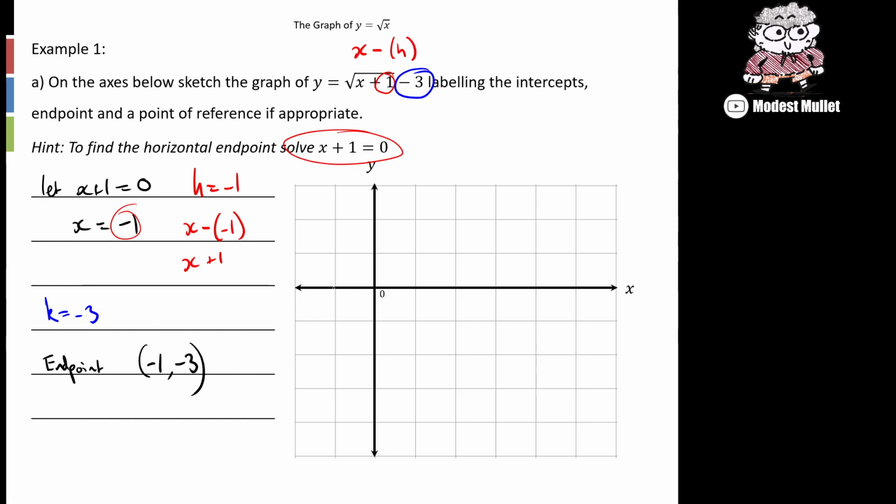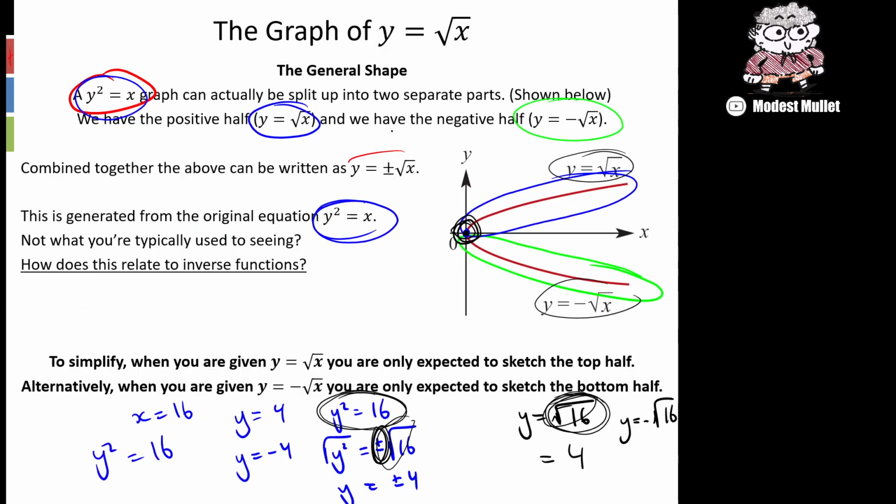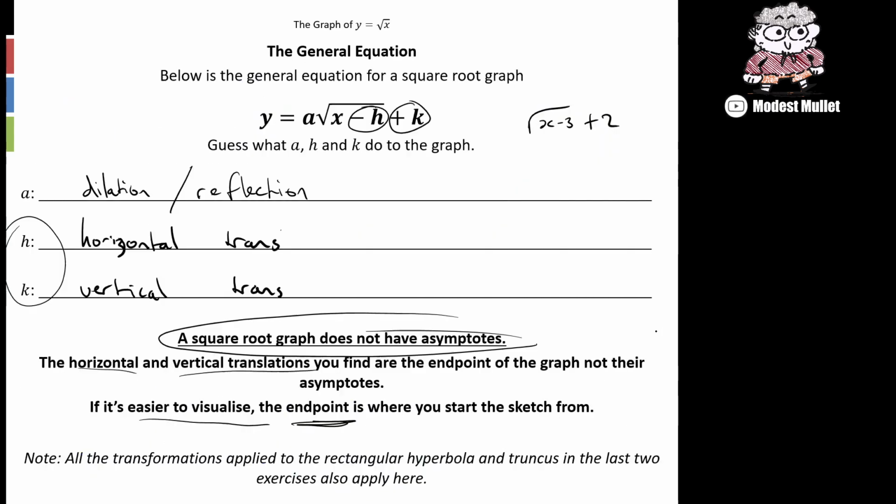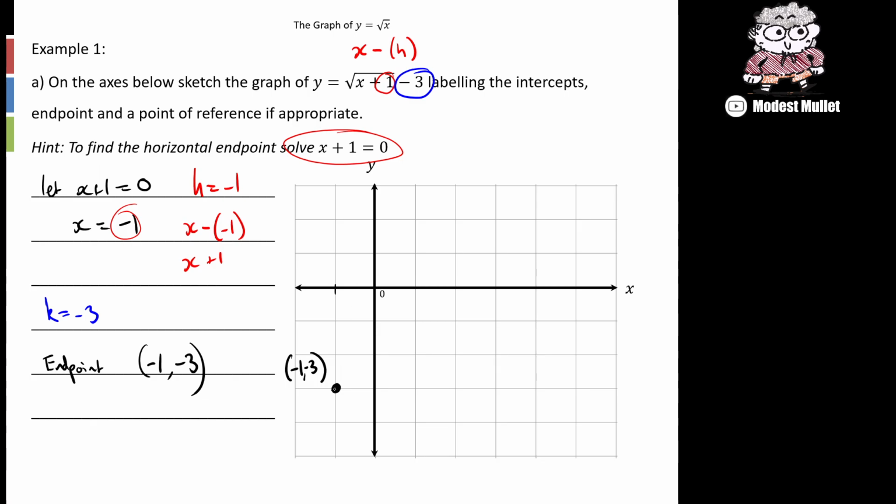So we can plot that. Negative 1 down to negative 3. There we go. Negative 1, negative 3, there's our endpoint. From here, we have to look at the shape. Now, this is a positive square root. There's no negative sign in front of it. So this is the one that goes up. That's a positive, so we are going to be going that way.